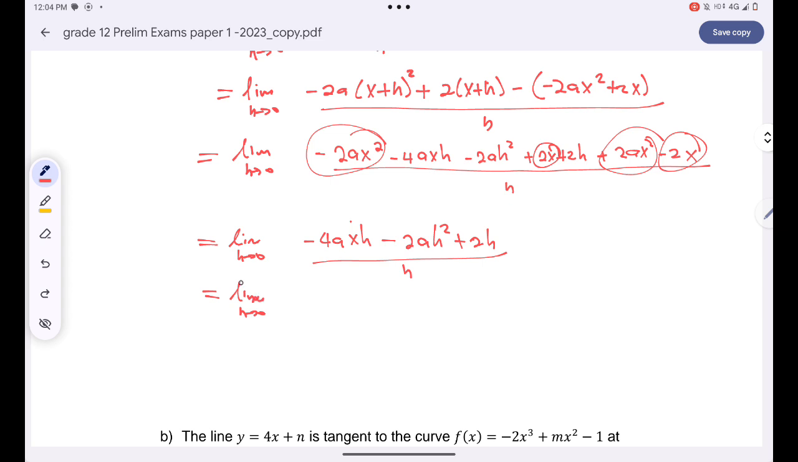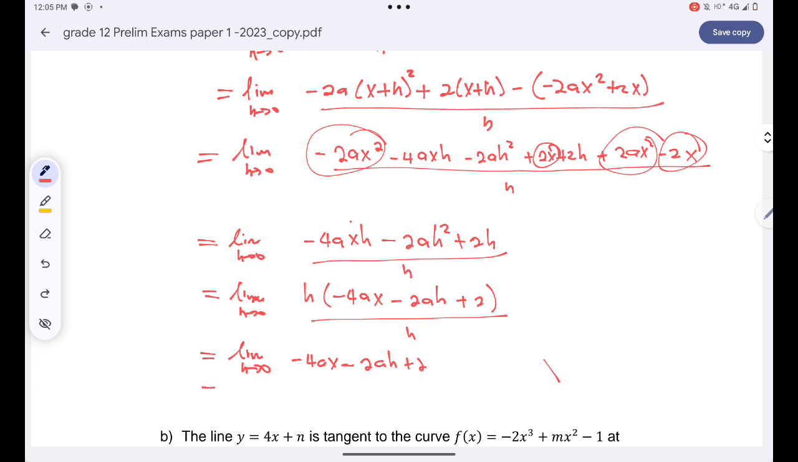I can take out a common factor in my numerator. I still have the limit as h approaches 0. The common factor is h. I'll be left with negative 4ax minus 2ah plus 2, all over h. I can simply cancel these two, and then I'll be left with the limit as h approaches 0 of negative 4ax minus 2ah plus 2. And now I can simply substitute h as 0.